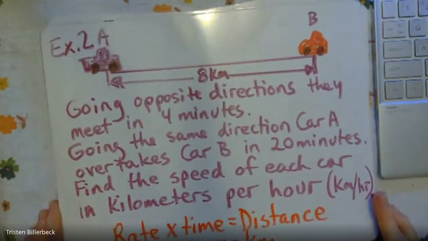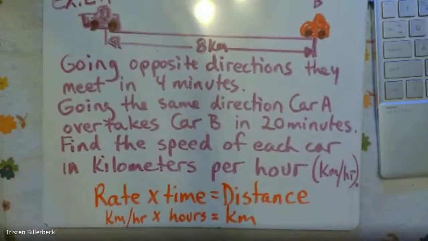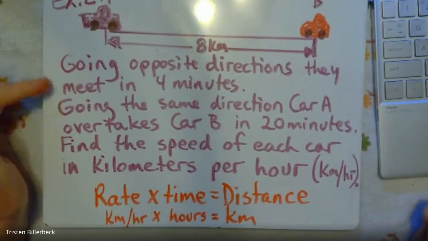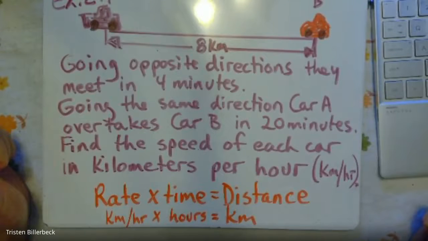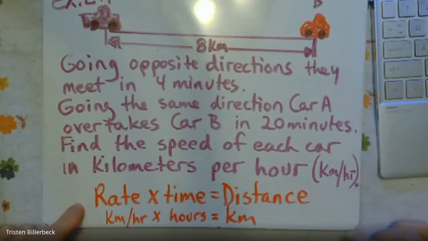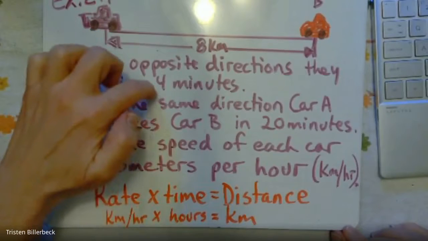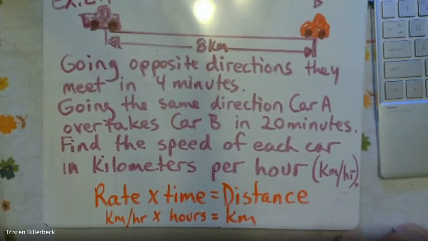Okay, so we have two cars and they're going in the opposite directions. And they meet in 4 minutes. Okay, so they're going the same direction. Car A overtakes car B in 20 minutes. So find the speed of each car in kilometers per hour. So if we're going to do this, we need to understand rate times time equals distance. So kilometers an hour times hours equals kilometers. Okay, so the speed is the rate and the time is 4 minutes, but they want it in hours, so we need to convert.